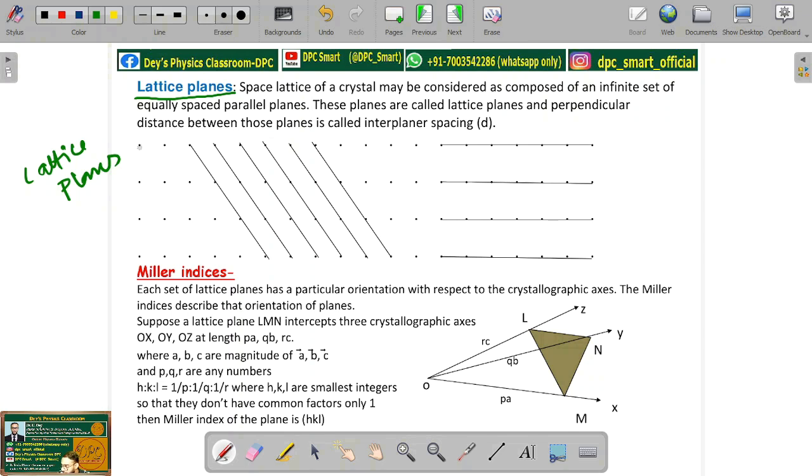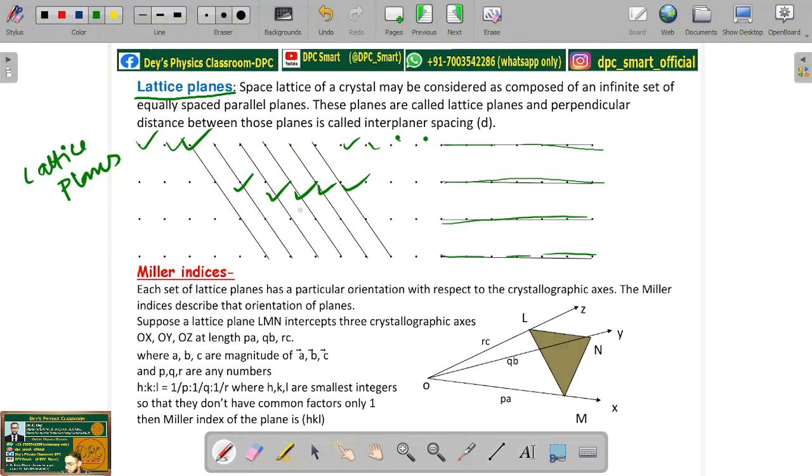Now suppose these points are lattice points, this one etc., all are lattice points. So we can consider those points in three dimensions as sets of parallel planes. Those sets of planes can be this one, or this one, or this one, and this one.